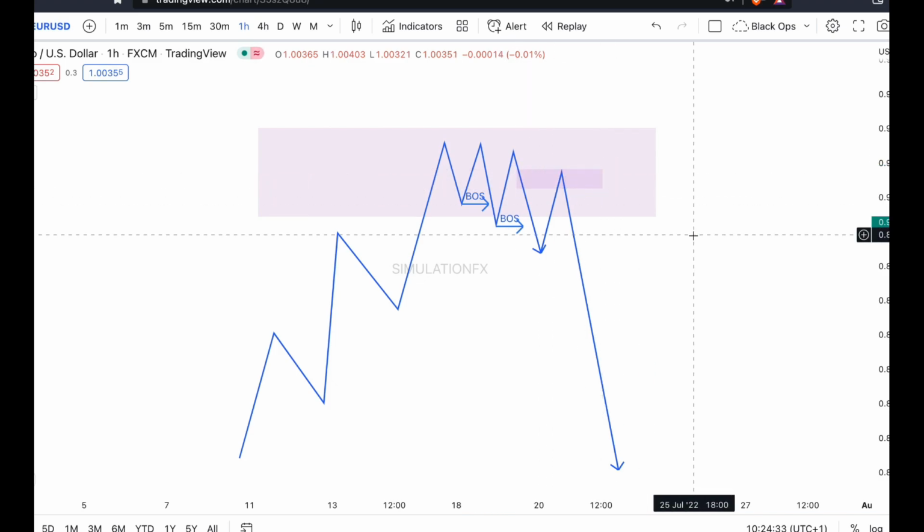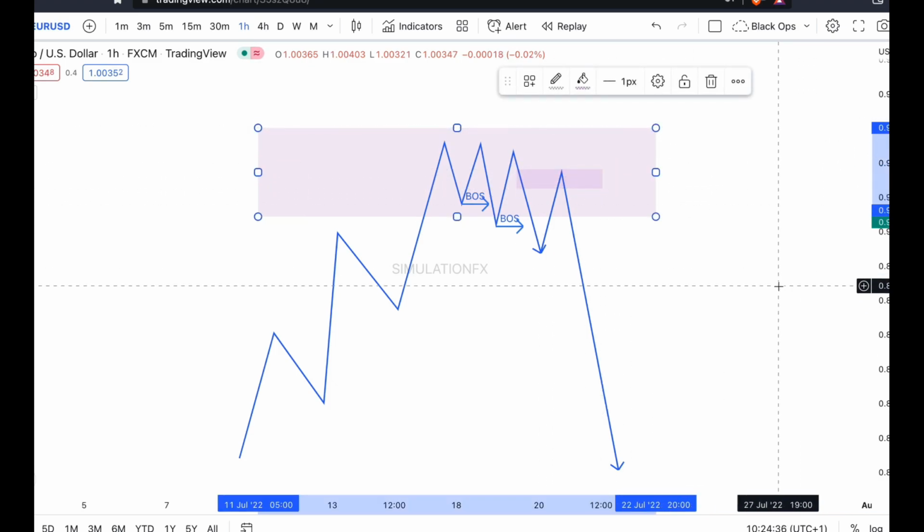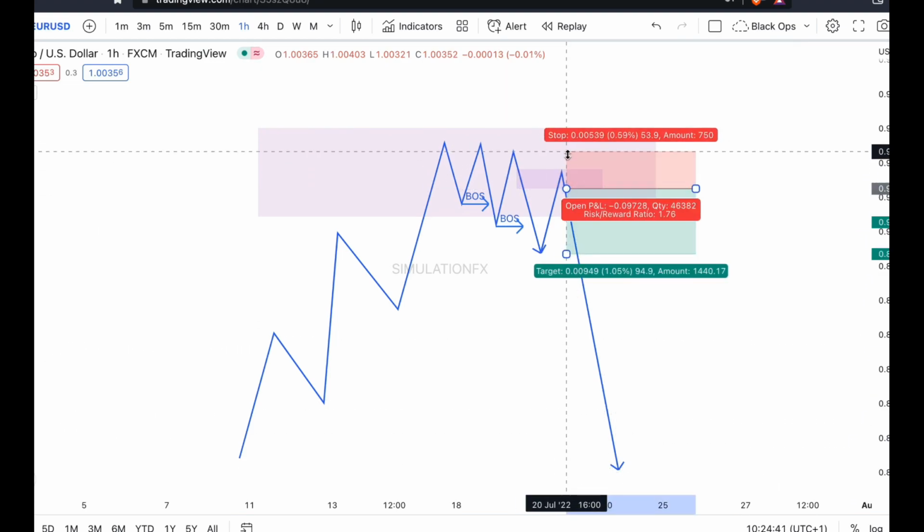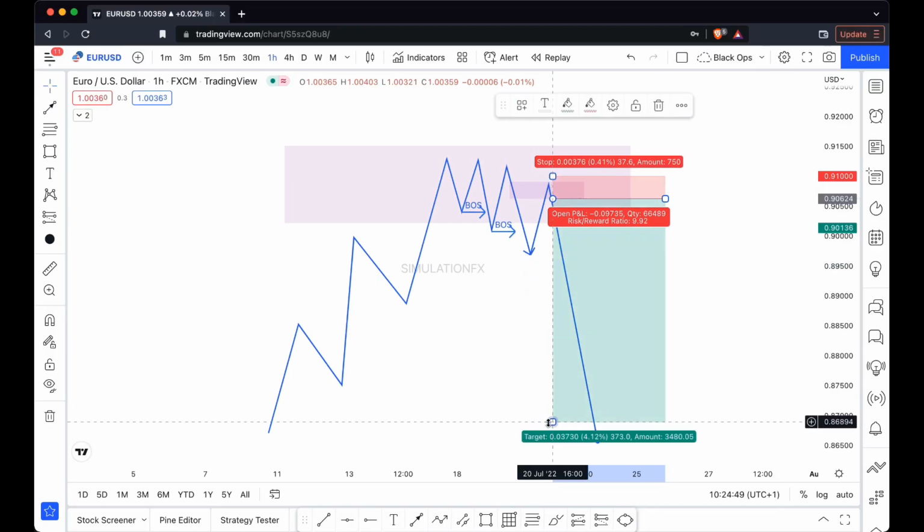Again, it has to be within a higher time frame POI that we are looking for reversal from. So that's that one there. Then we can take a trade from here, and we will be quite confident along with the higher time frame bias to take that nice short.